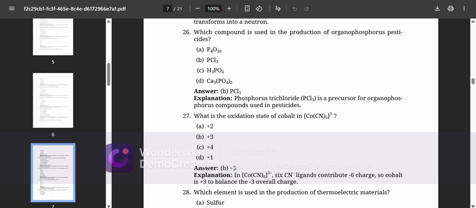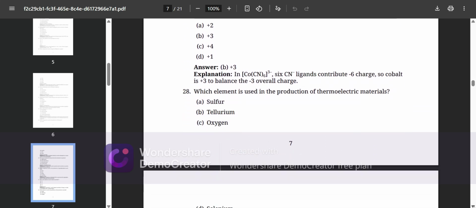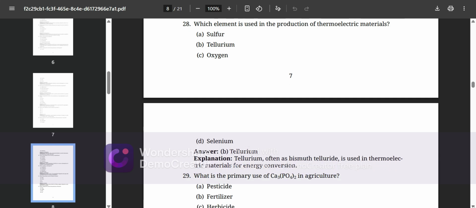What is the oxidation state of cobalt in [Co(CN)6]3-? Plus 3. In [Co(CN)6]3-, six CN- ligands contribute a minus 6 charge, so cobalt is plus 3 to give the minus 3 overall charge. Which element is used in the production of thermoelectric materials? Tellurium, often as bismuth telluride, is used in thermoelectric materials for energy conversion.